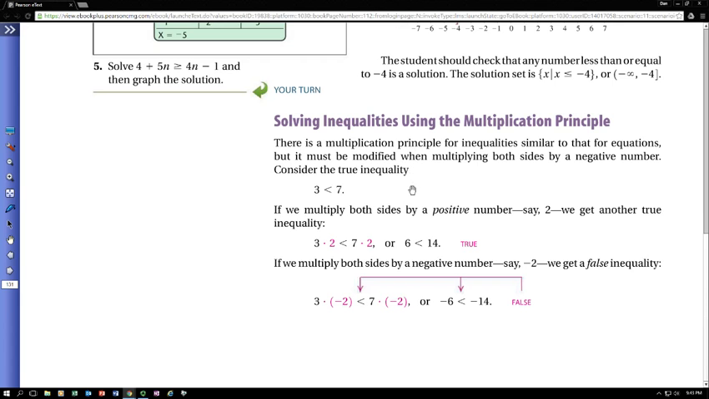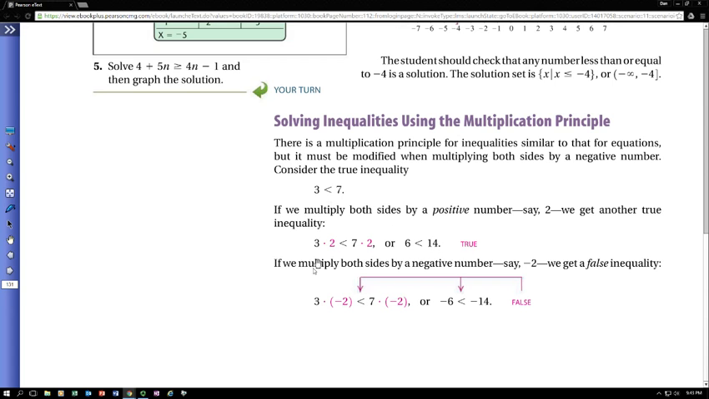Now the one thing that's different, and they're going to show this, is that when I'm using the multiplication principle, if I multiply or divide by a negative number, it causes a problem. And the first way they're going to illustrate this is with numbers again. If I take this inequality 3 is less than 7, well, I can multiply both sides by 2. Right here is what they're illustrating, and I would get 6 is less than 14. Well, that inequality is still true.